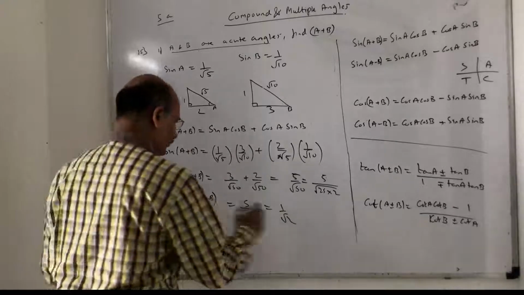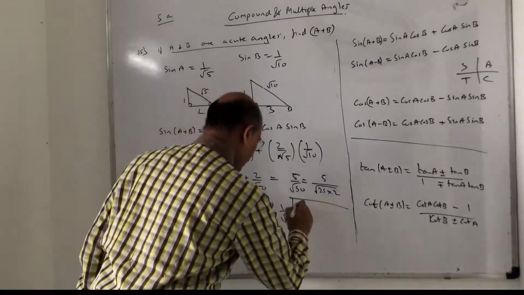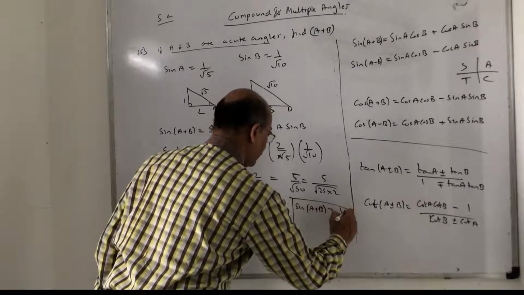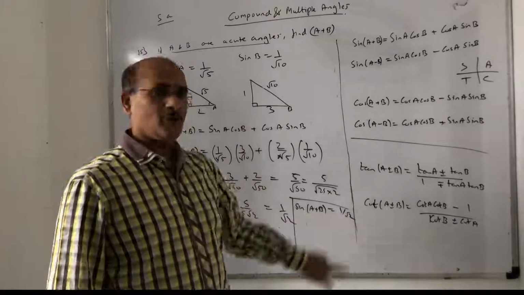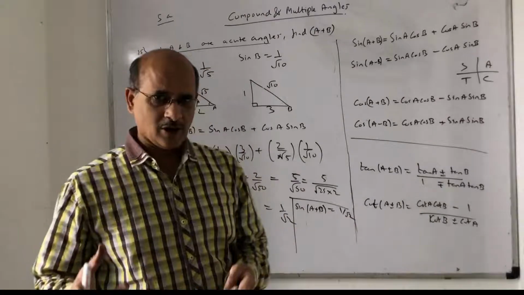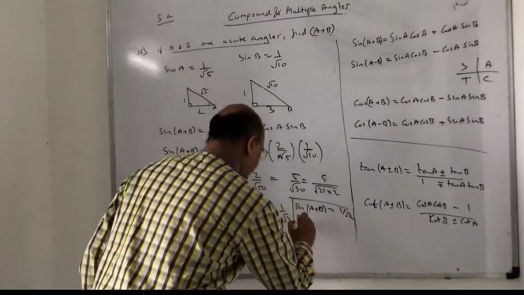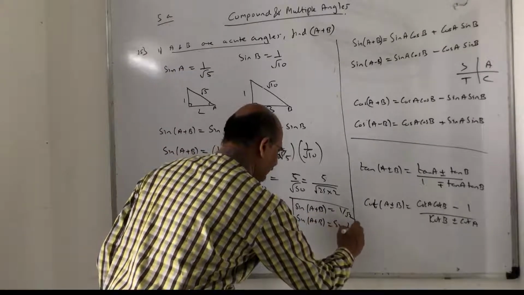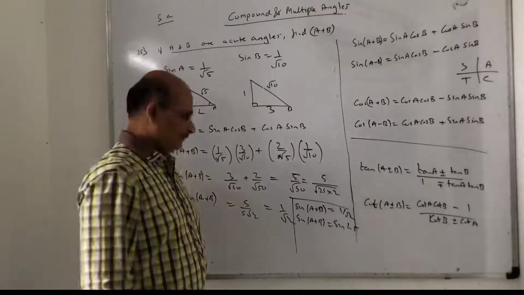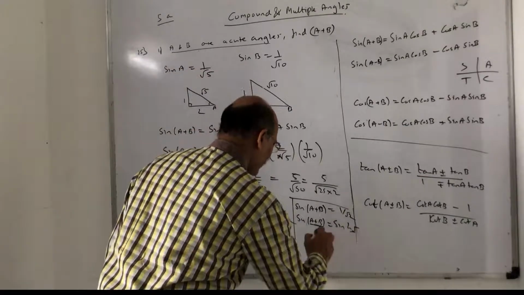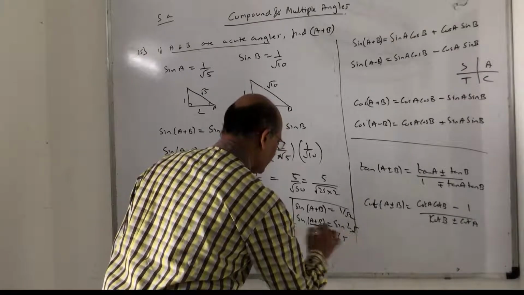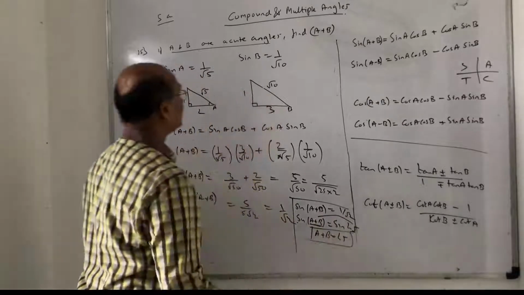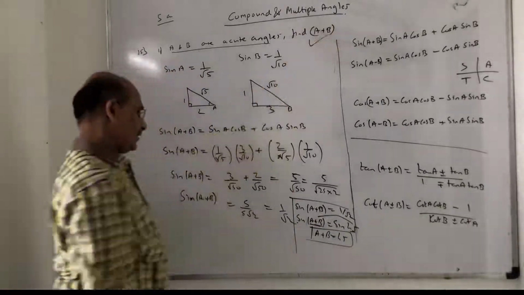Now listen. Sine of A plus B is 1 upon root 2. Now tell me, 1 upon root 2 is sine of what angle? Sine of 45 is 1 upon root 2. So sine of A plus B, instead of 1 upon root 2, I can write sine 45 degree. And A plus B is 45, because if I equate both sides' sine, this will get equated with this. So that's what they are asking you: find A plus B. That is nothing but 45 degrees.